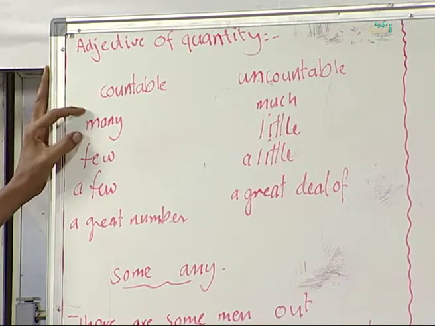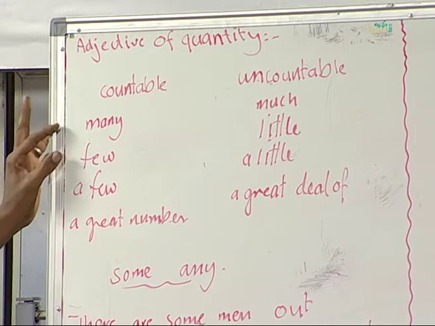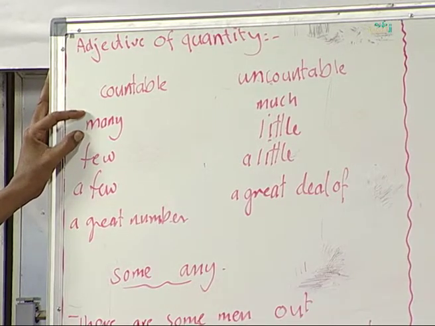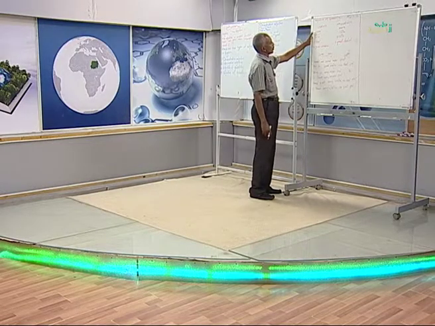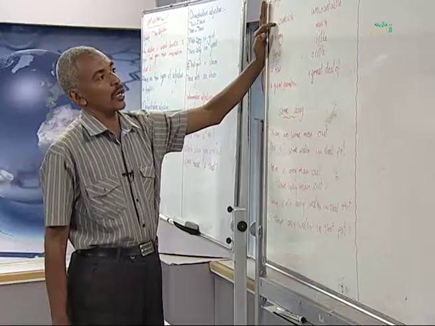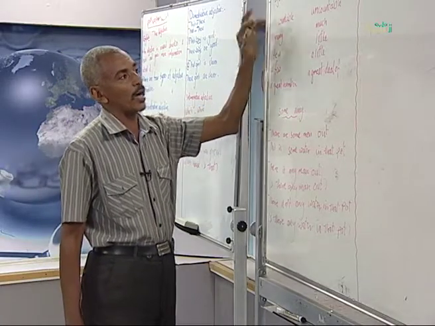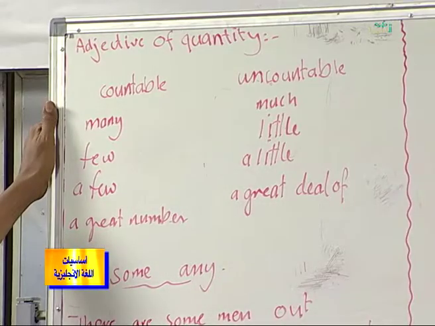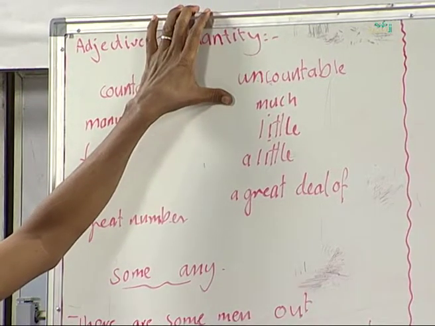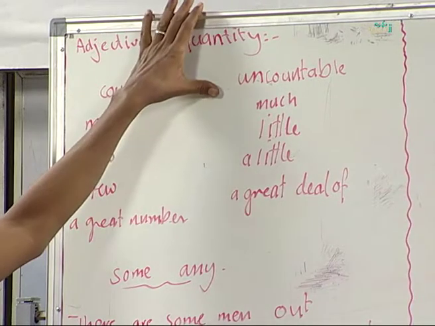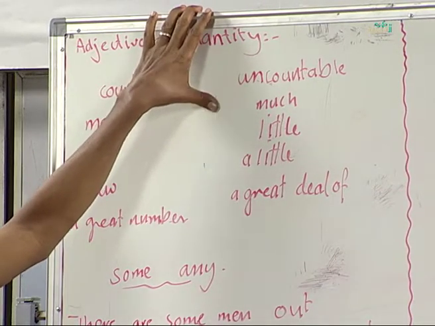How many chairs have you got? How many students in this class? How many students in this school? And so on. Here, many has to be used for countable nouns. But when we have an uncountable noun, we have to use much. How much sugar would you like? How much water would you like me to give you?